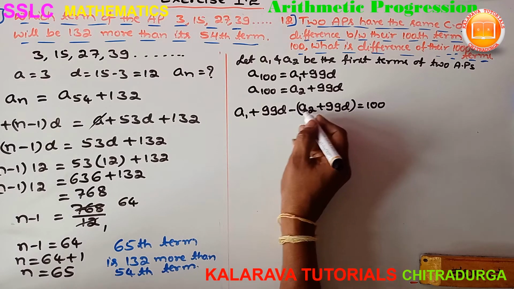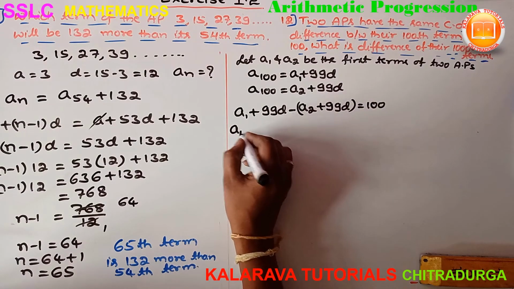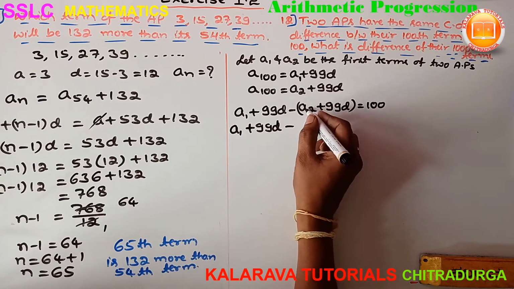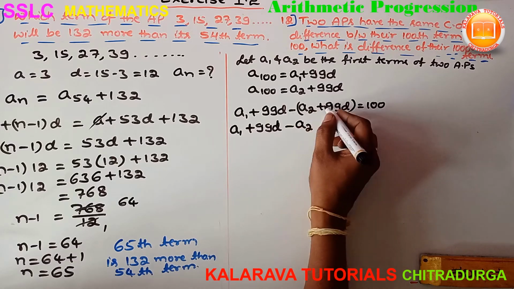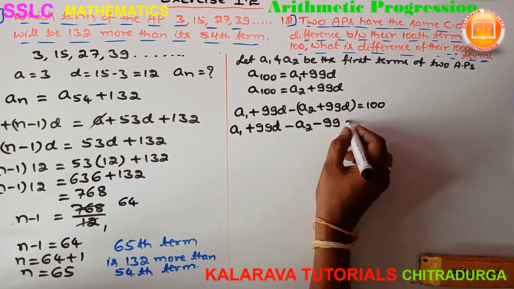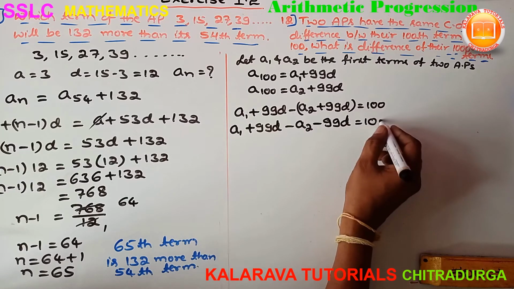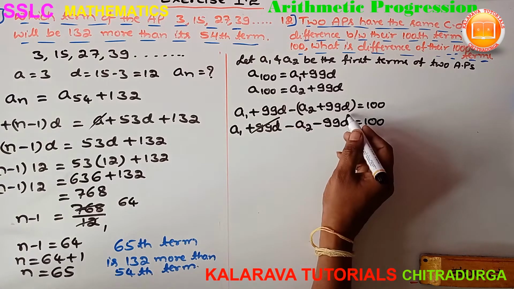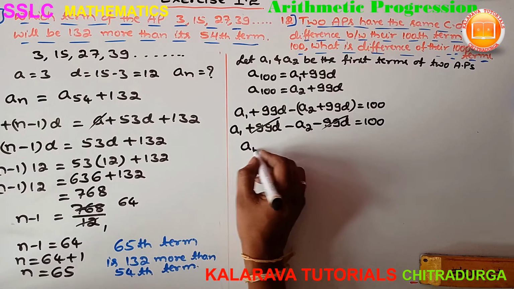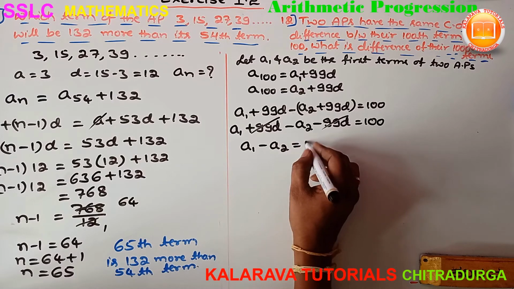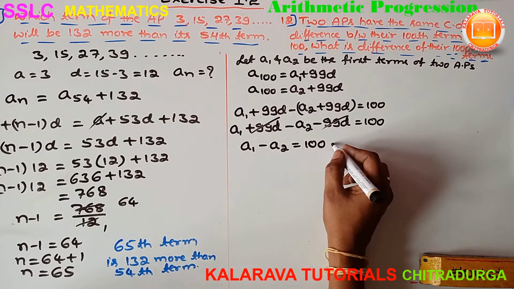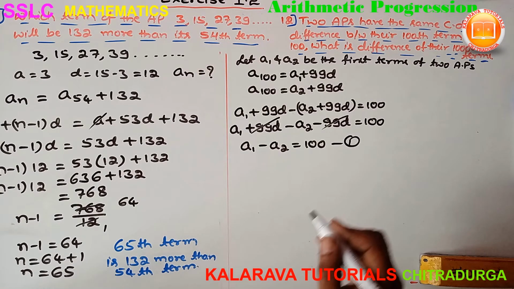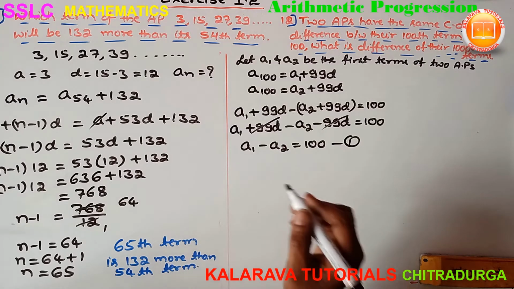Now we have to multiply this minus for these two terms. Here it gives A1 plus 99d, minus into plus gives minus A2, minus into plus gives minus 99d, that is equal to 100. Now you observe here it is plus 99d and minus 99d, both get cancelled. So that means A1 minus A2 is equal to 100 we get. So you put this equation as 1. Now we have to write the 1000th terms. We have to find out the difference of the 1000th terms.